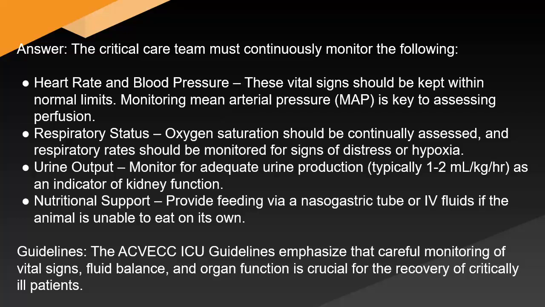Monitoring mean arterial pressure, MAP, is key to assessing perfusion. Respiratory status. Oxygen saturation should be continually assessed, and respiratory rates should be monitored for signs of distress or hypoxia. Urine output. Monitor for adequate urine production, typically an indicator of kidney function. Nutritional support. Provide feeding via a nasogastric tube or IV fluids if the animal is unable to eat on its own. Guidelines. The ACVECC ICU guidelines emphasize that careful monitoring of vital signs, fluid balance, and organ function is crucial for the recovery of critically ill patients.